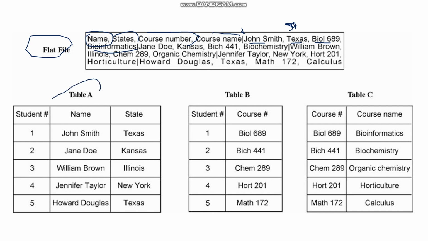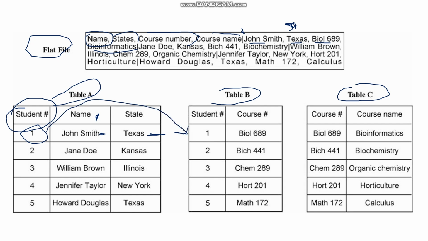But in the tabular form, like the relational databases, there are connections between them. Like there is the name, John Smith, and the state is Texas, and the student number is one. There is a connection between them. When we talk about John Smith, there is one student, student number one, the state is Texas, and the course number is that, and the course name is that. There are connections between the tables. That is why it is not as computationally expensive as a flat file.